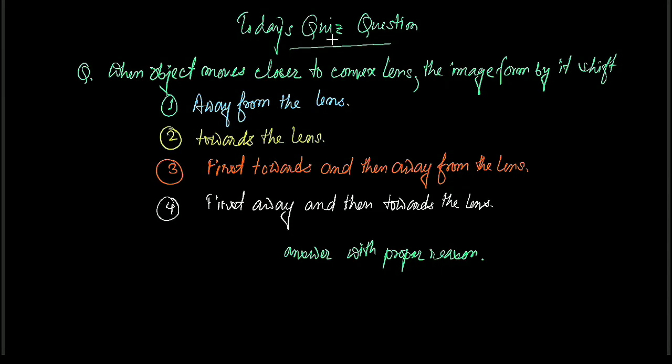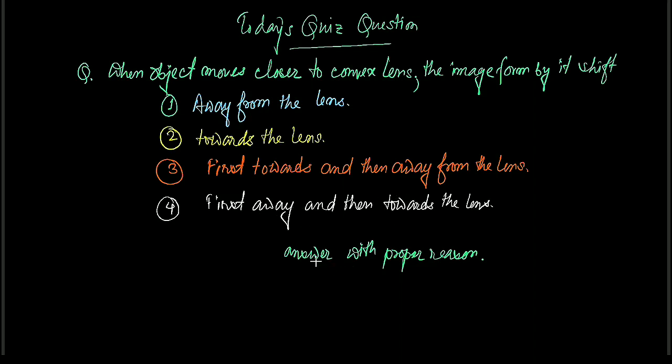By the way, this was our last quiz question. The question asks: when an object moves closer to a convex lens, the image formed by it shifts... and the options are: away from the lens; towards the lens; first towards and then away from the lens; or first away and then towards the lens.